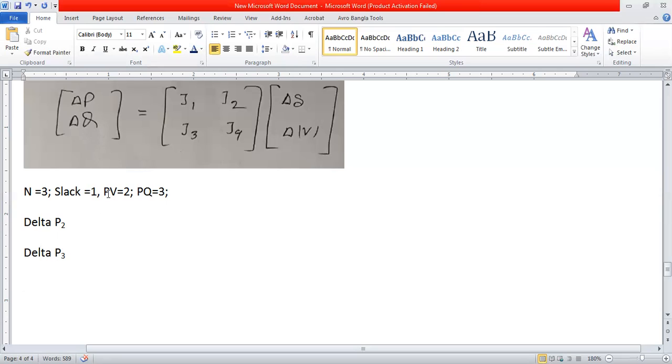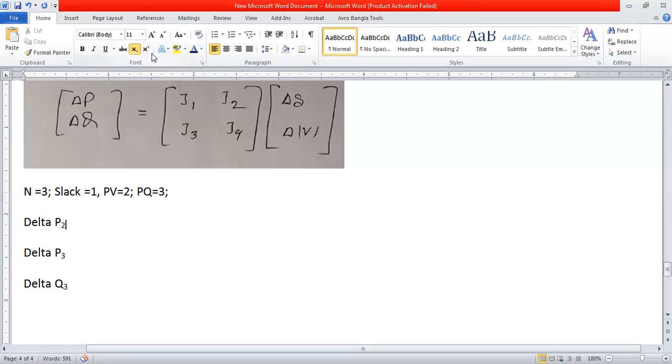Now for the PV bus, no reactive power is given, so we can't calculate the reactive power mismatch. Here this is a PQ bus, so reactive power Q3 is given, and we can calculate the reactive power mismatch. That's why the third part of this matrix is delta Q3. So these are the three elements of this power mismatch matrix: delta P2, delta P3 and delta Q3. This is how we can formulate the power mismatch matrix.